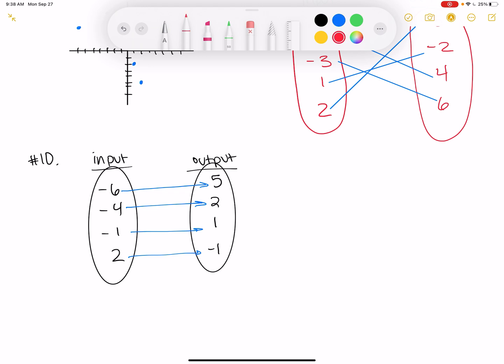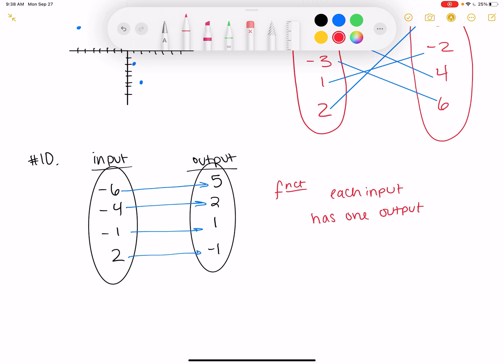All right, so is this one a function? Yes. Why? It's a function. Each input has one output. Does that say F not? No, FNCT for function.